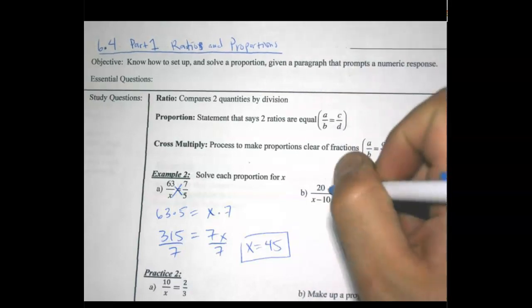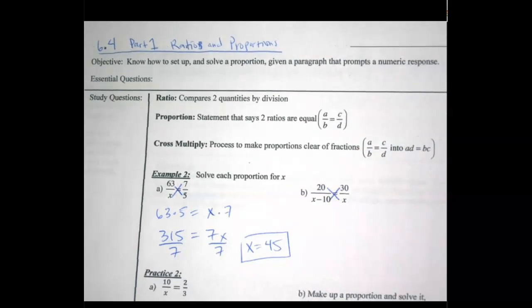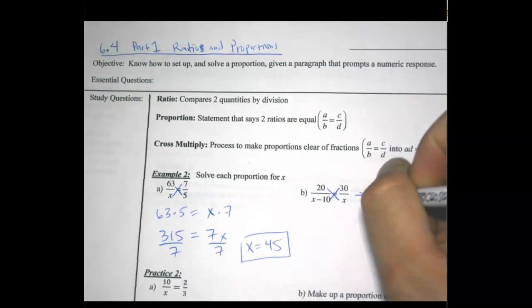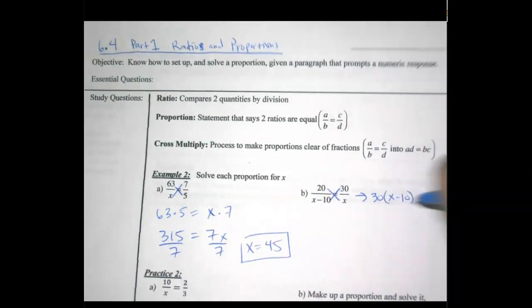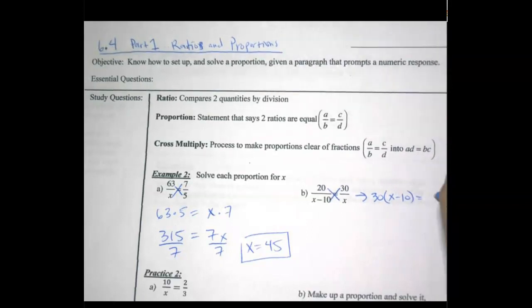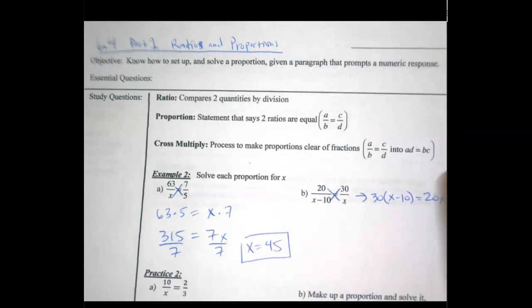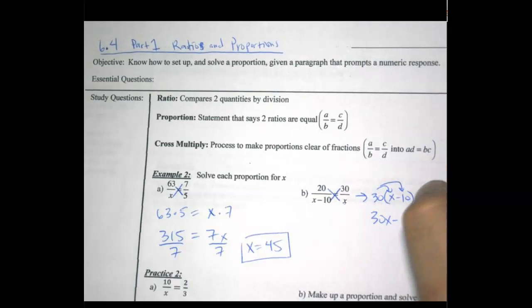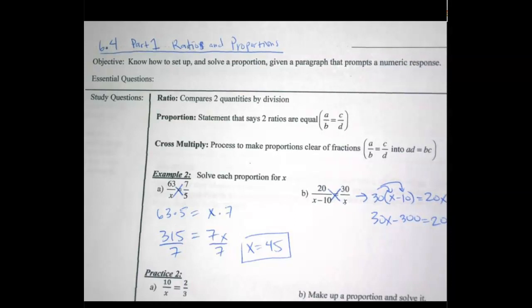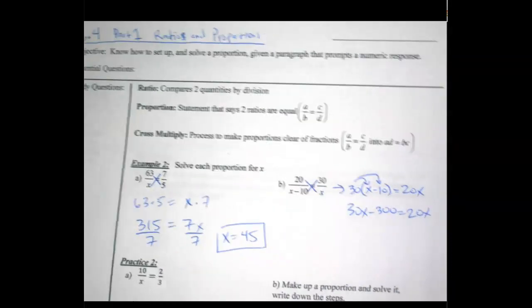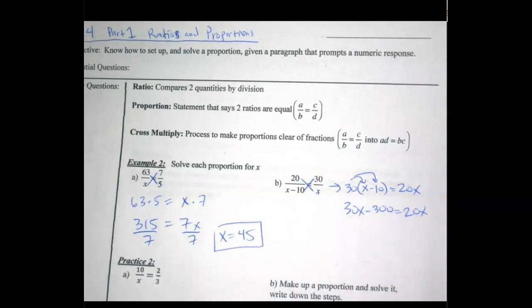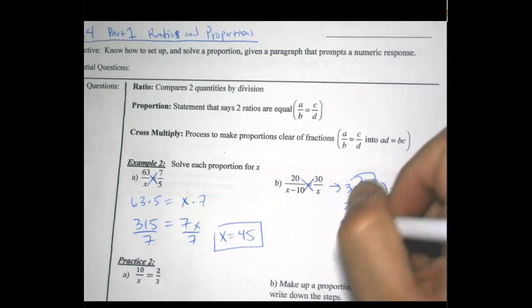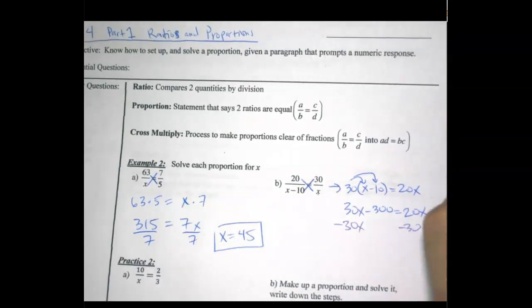Here on this one, when we cross multiply 20 times x and 30 times x minus 10, we will have to distribute 30 into the x minus 10. That will equal 20 times x. So distributing, I'll get 30x minus 30 times 10 is 300. That equals 20x. Normally I'd subtract the 20x to end up with a positive value of x, but since the x over here is already by itself, I'm going to subtract 30x as my next step.